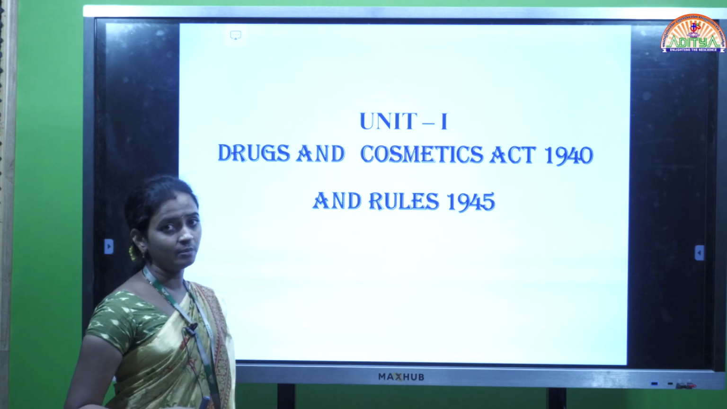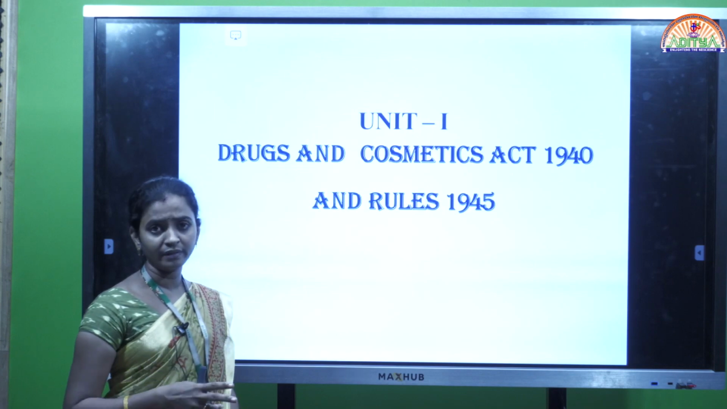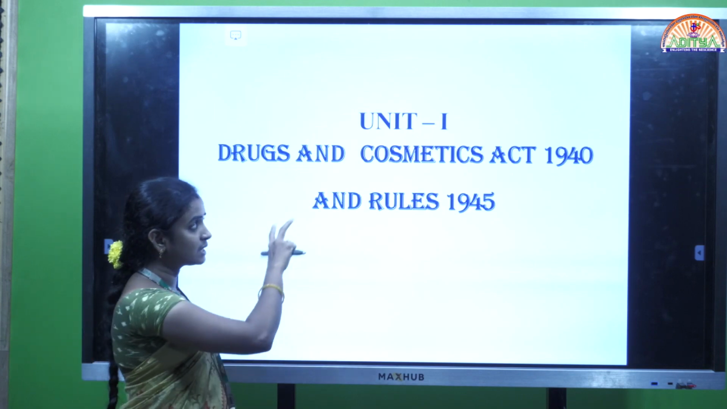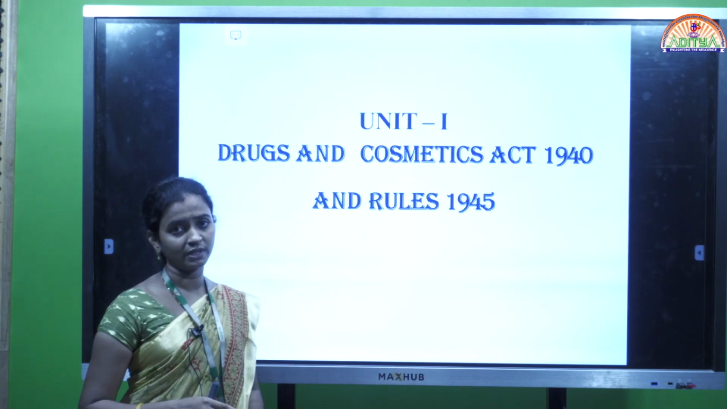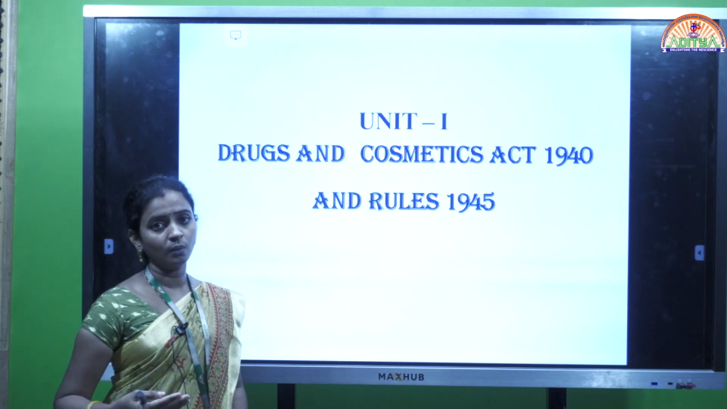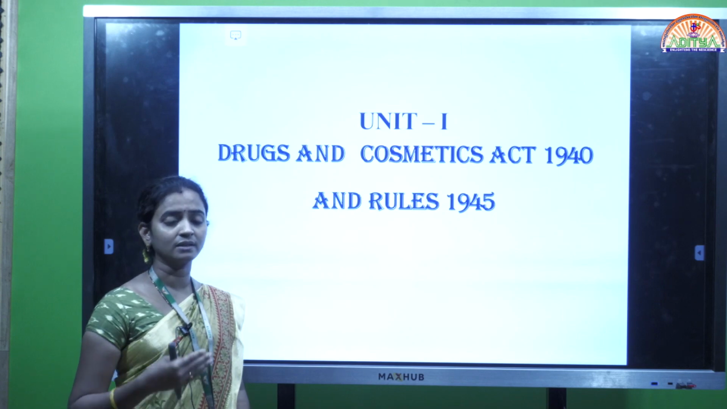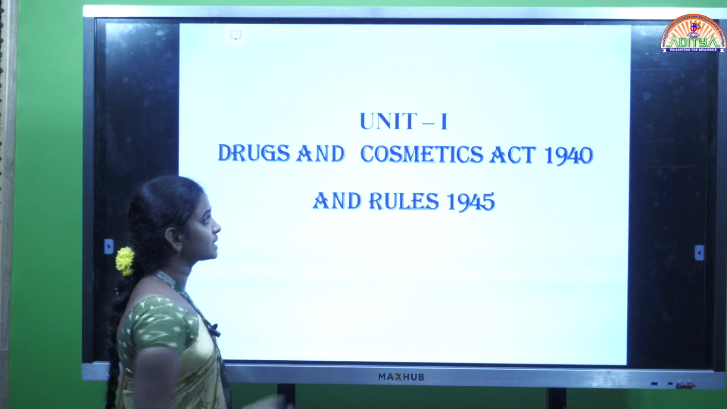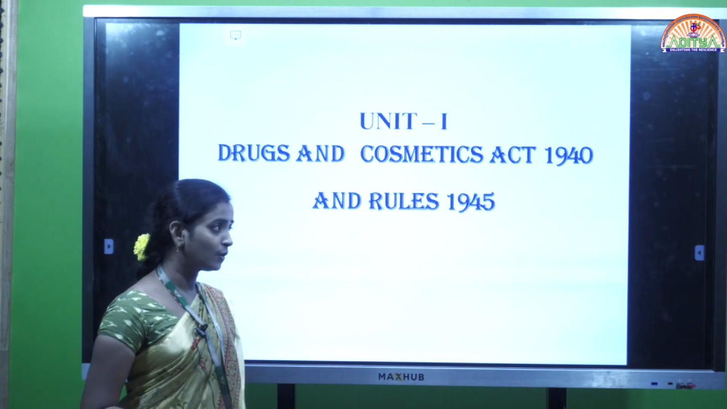But in your syllabus, this Drugs and Cosmetics Act 1940 will be divided into two chapters. In the first unit, we will discuss only the manufacturing and import of the pharmaceuticals as well as the cosmetics. In unit 2, we will discuss the sale, distribution, export and other activities. So this is the first unit, the Drugs and Cosmetics Act 1940 and its rules 1945.